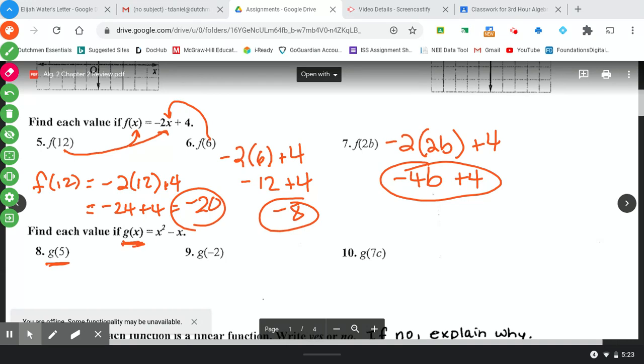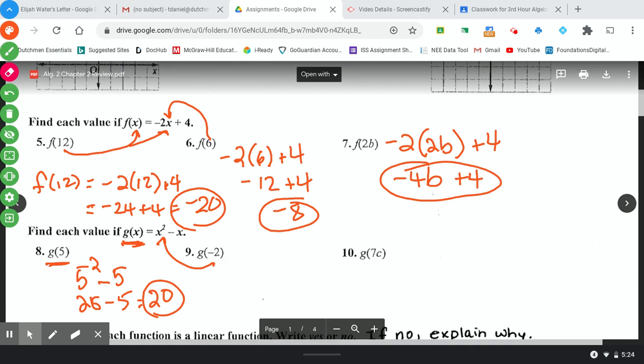On number 8, you're using this g of x because it's g of 5, so you go to the g of x equation. You put the 5 in anywhere there's an x. So we'll have 5 squared minus 5, which is 25 minus 5. Again, that's 20. Then negative 2, we'll put negative 2 right here and negative 2 right there. So we have negative 2 squared minus a negative 2.